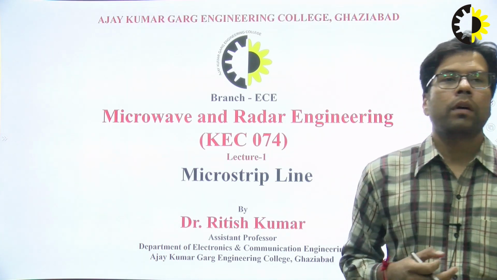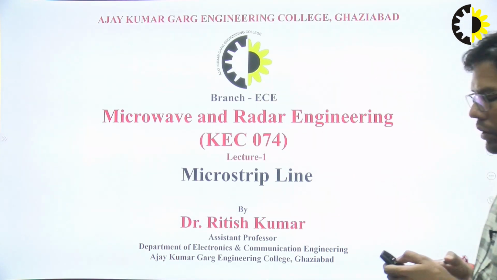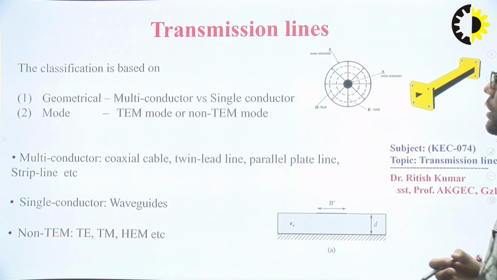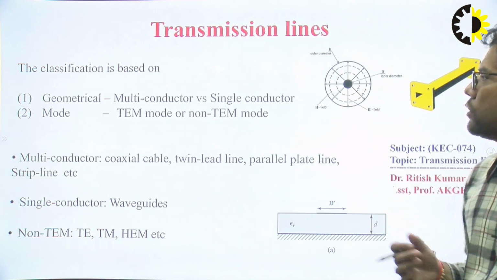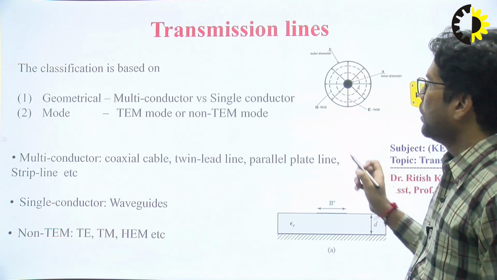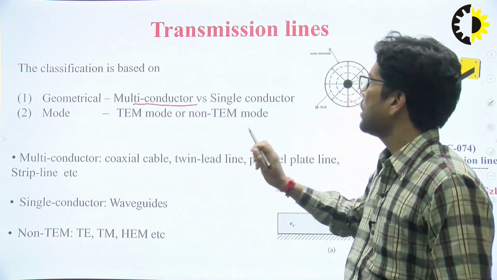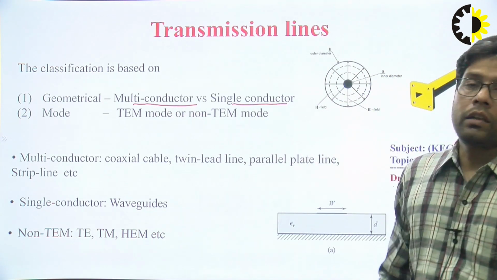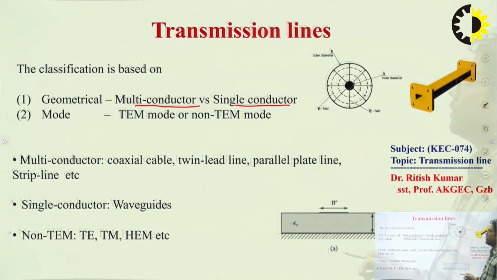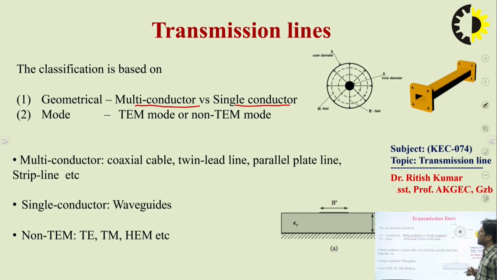So there are various kinds of microstrip line based on the structure. We can categorize in the form of geometrical and mode. From the geometrical point of view, we can have two types of transmission line: the first one is the multi-conductor based transmission line and the other is the single conductor based transmission line. And based on the mode characterization, we have different kinds of transmission line which have TEM mode, non-TEM mode, etc. In non-TEM mode, we have TE mode, TM mode, etc. So we will discuss later.